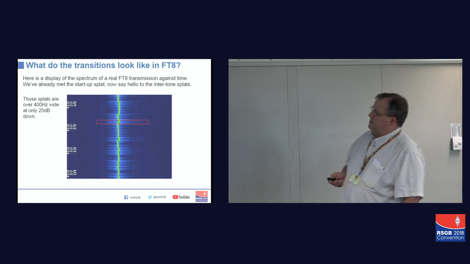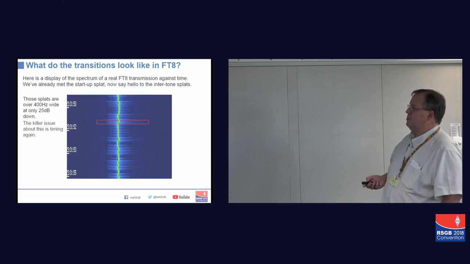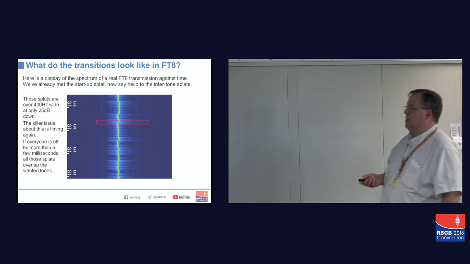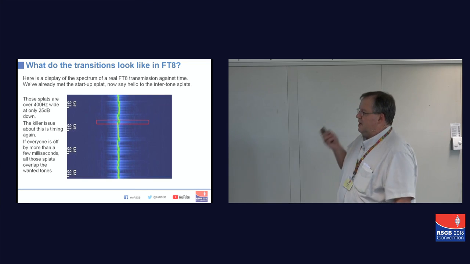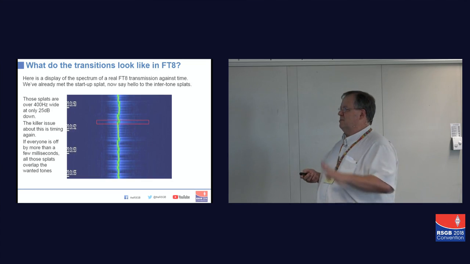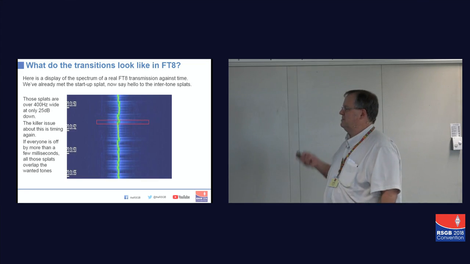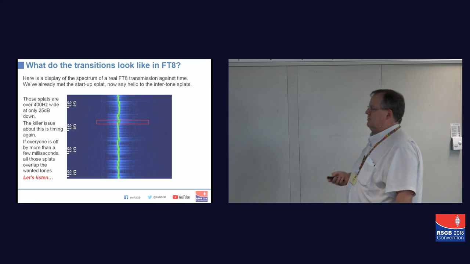That's what each of the individual tones looks like. As you can see, there's a 400 hertz wide splat each time the tone changes. And you can probably see that where there's not much of a tone change, there's not much of a splat, as you'd expect. So 400 hertz wide, 25 dB down, that can be pretty loud. But again, if everybody's got their timing right, it's all happened at the same millisecond. The trouble is you haven't got many milliseconds in a 6.25 baud system. So let's have a listen to see if that really matters.